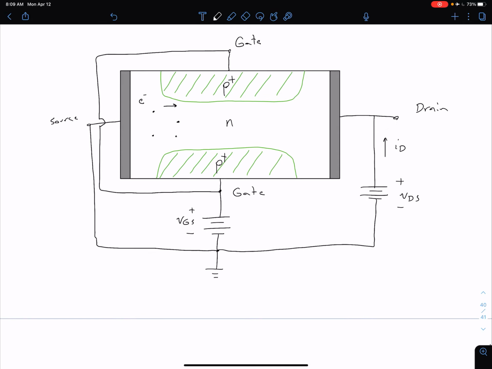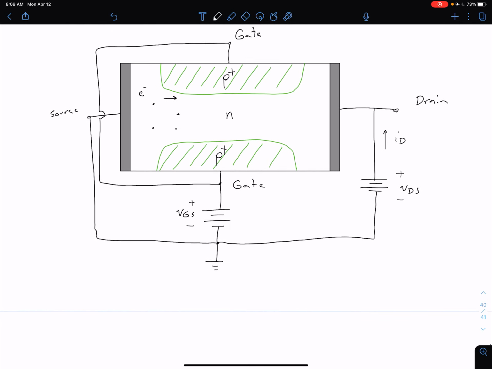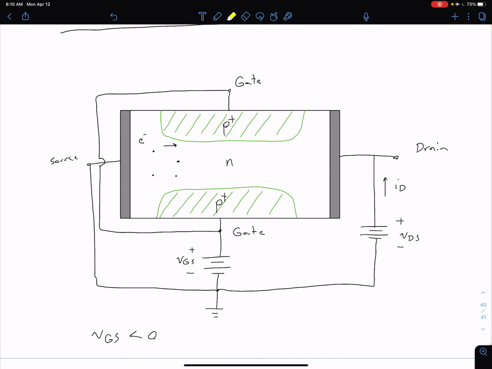And so it turns out that if we apply a negative gate voltage, so if we have some VGS which is sufficiently negative, what's going to happen is if we look at each part here, we basically just have two PN junctions. So if we get a negative gate voltage applied to the P regions, that's going to reverse bias our PN junctions. So we have reverse biased PN junctions.